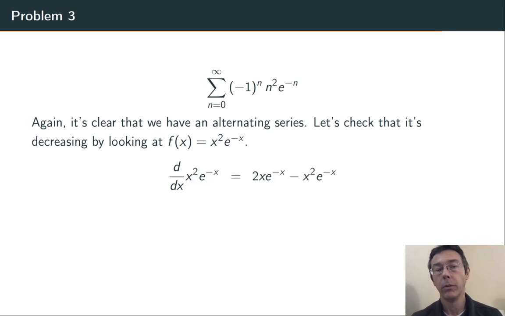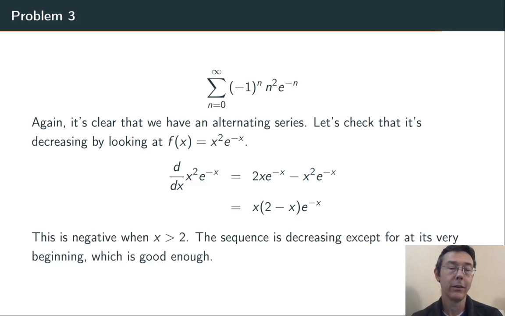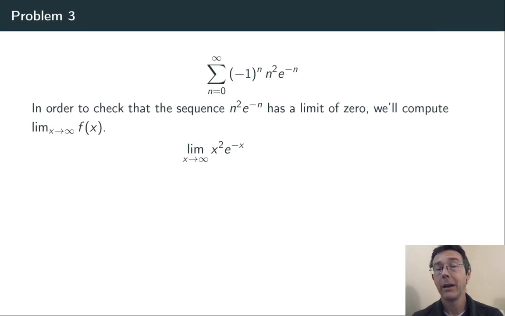This time it's a product rule, 2x e to the negative x minus x squared e to the negative x. Factor out x and factor out e to the negative x, you're left with 2 minus x. So when x is greater than 2, for example, we see that this is going to be negative. So it's okay that it's increasing at first. It's decreasing after x equals 2, after n equals 2. So that's enough for us. Now we need to take a limit. We need to make sure that the general term of the series is going to 0.